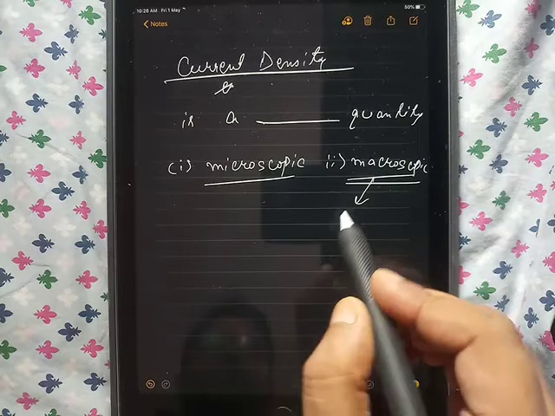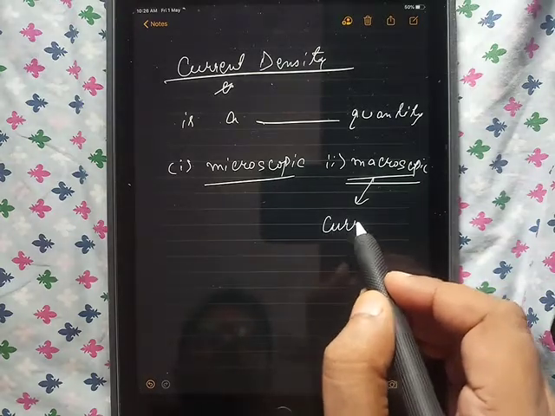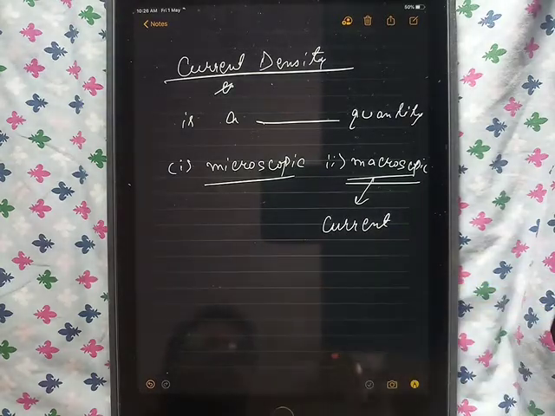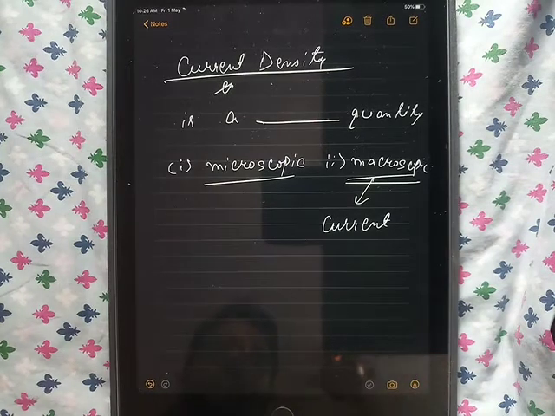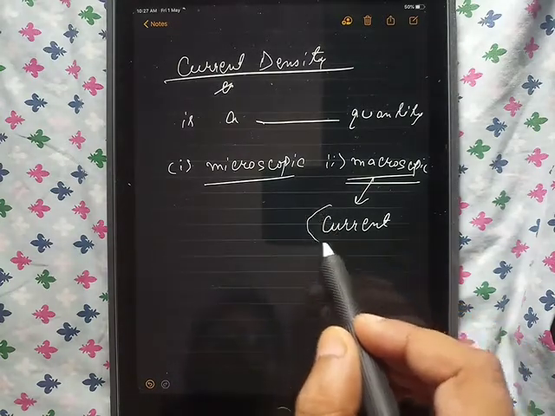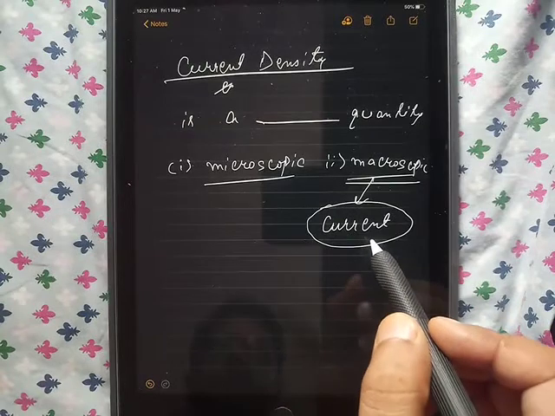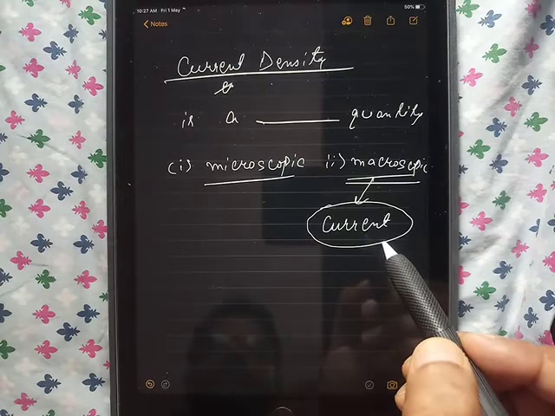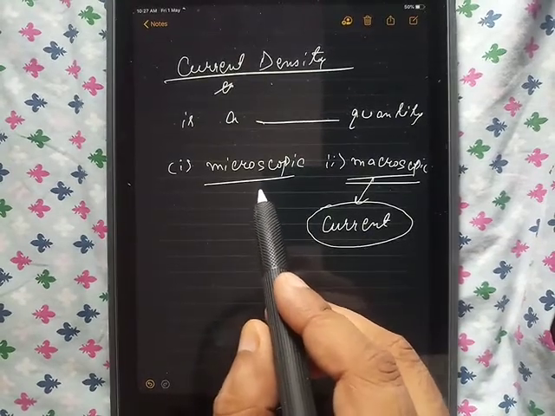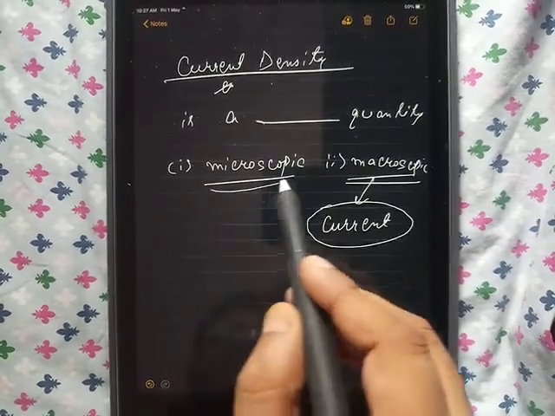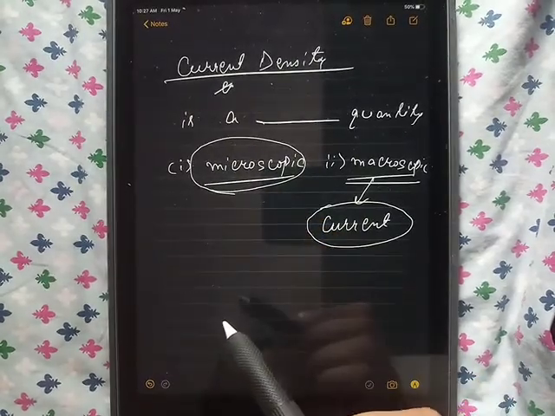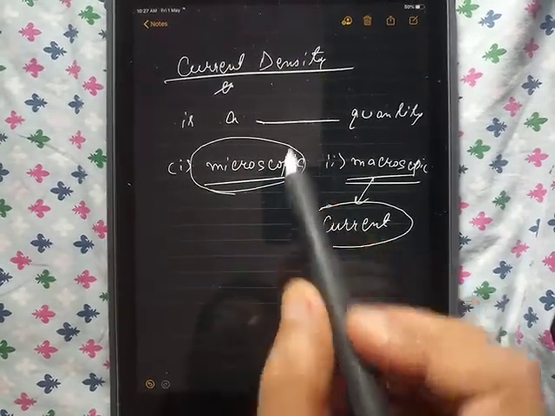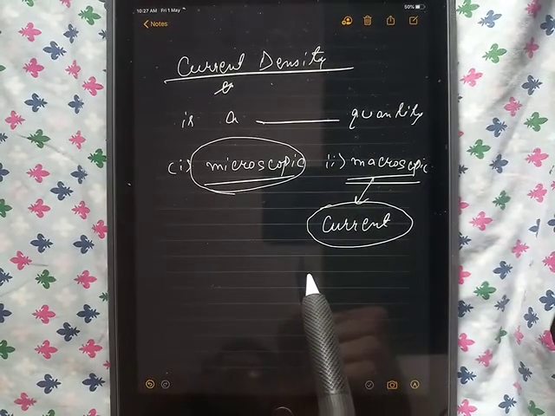An example of a macroscopic quantity is current. Current is a macroscopic quantity. What about current density? Macroscopic current is defined for the whole body and not for a point, and that's why it is considered macroscopic. But if a quantity is defined for a point and not for the body, then it is termed a microscopic quantity. And current density is the same quantity which is defined for a point and not for the body.